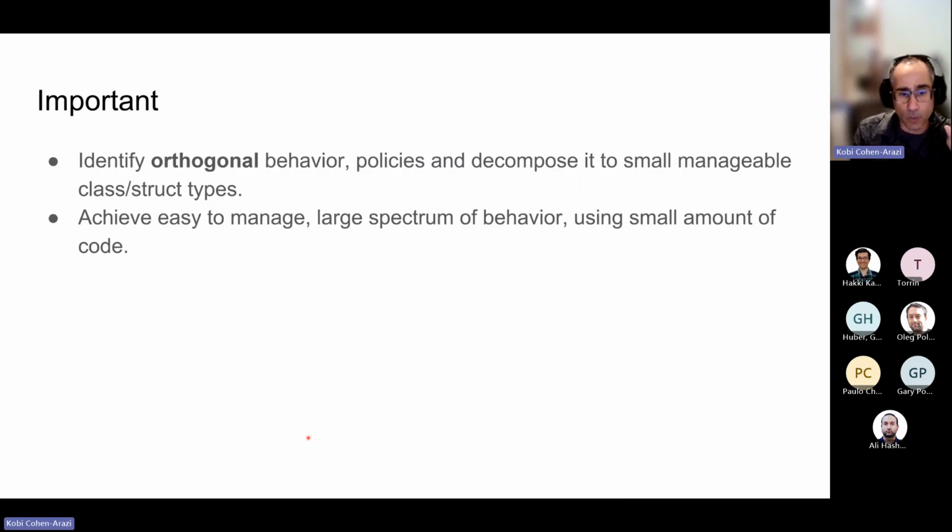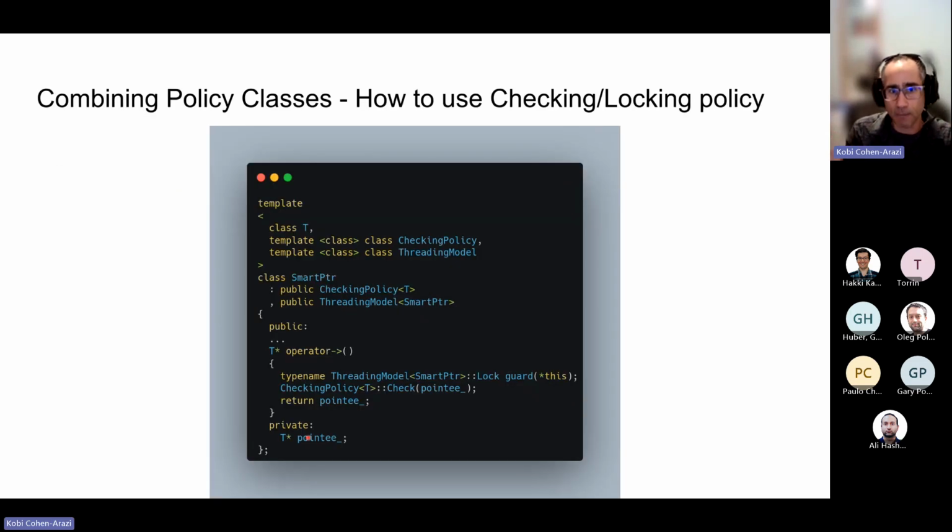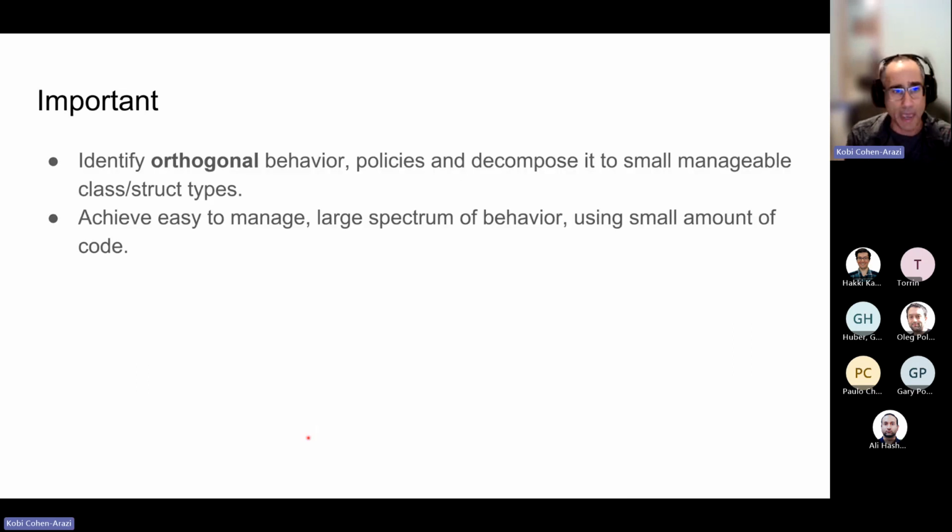One of the things that we would like to understand is how we can take the idea of behaviors and decompose it into policies. The more orthogonal the policy classes are, the better you can have a very good design where they're independent of each other. We'll talk about what happens if they need some dependencies, but the best approach is just like this one. Checking policy and threading model, they are very orthogonal. They are decoupled, orthogonal, independent, no overlap. This is the easiest thing to manage with policy classes.